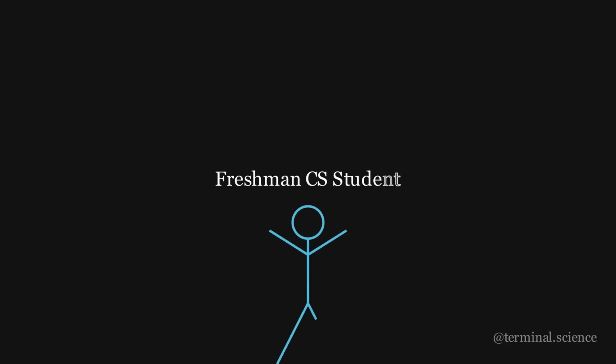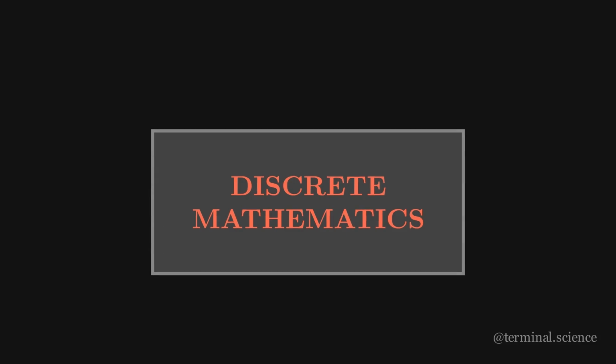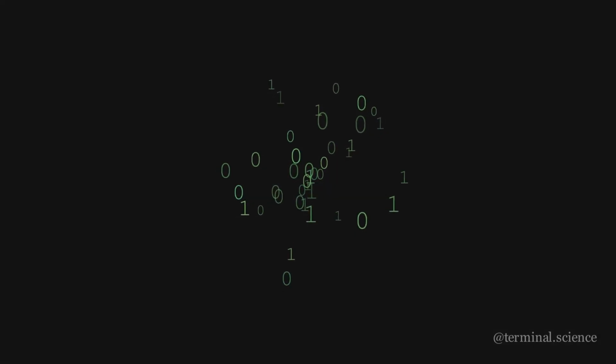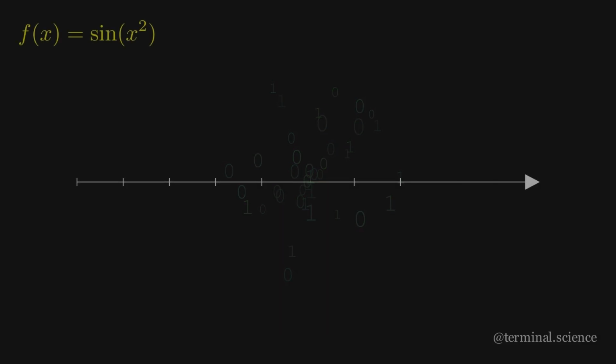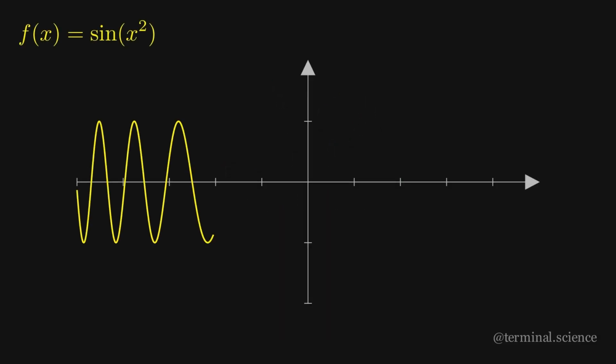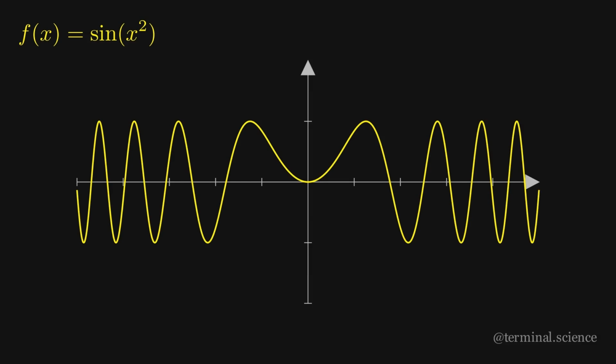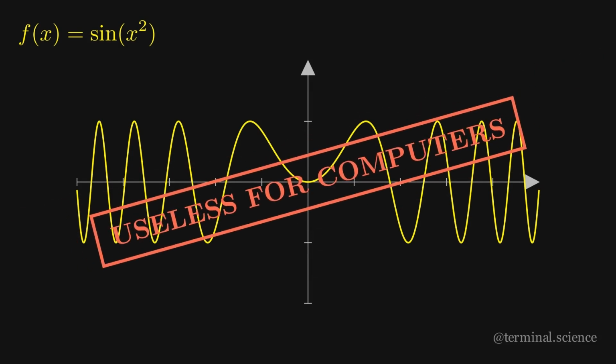Discrete Math is the exact class where 50% of CS students give up and switch majors. But it is actually insanely easy if you just stop thinking like a human and start thinking like a machine. You can forget about continuous calculus for a minute. Your computer does not care about smooth, infinite curves. For a machine, those are practically useless.